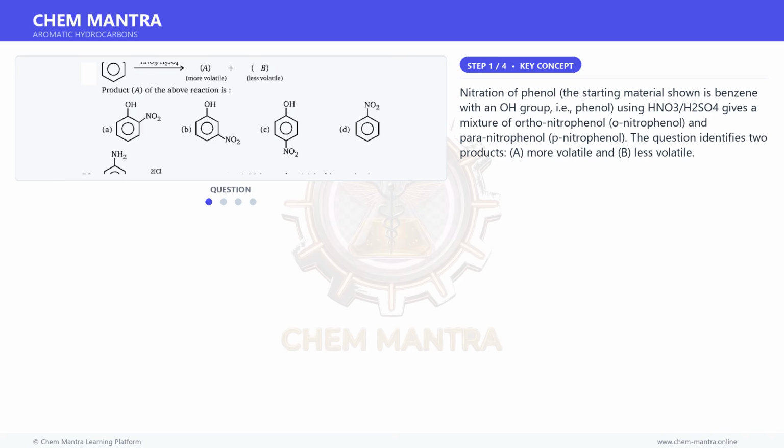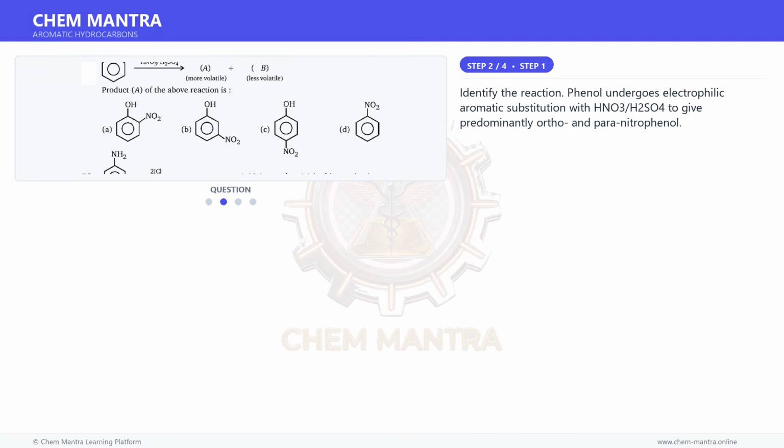Nitration of phenol. The starting material shown is benzene with an OH group, i.e., phenol, using HNO3/H2SO4 gives a mixture of ortho-nitrophenol, o-nitrophenol, and para-nitrophenol, p-nitrophenol. The question identifies two products, A, more volatile, and B, less volatile.